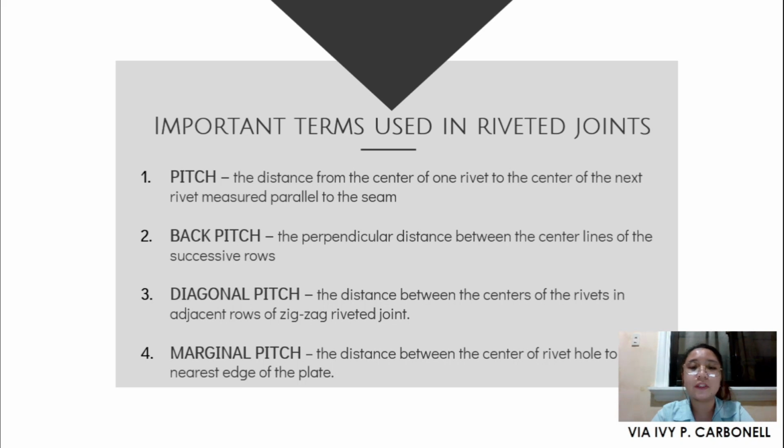This is the perpendicular distance between the center lines of successive rows. The third one is the diagonal pitch, which is the distance between the centers of the rivets in adjacent rows of a zigzag riveted joint. And the last one is the marginal pitch, which is the distance between the center of the rivet hole to the nearest edge of the plate.